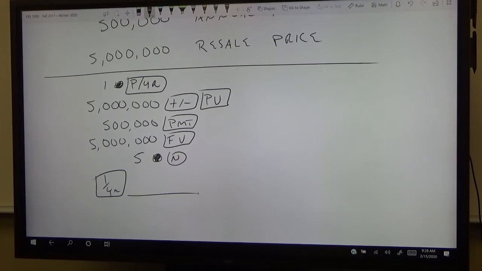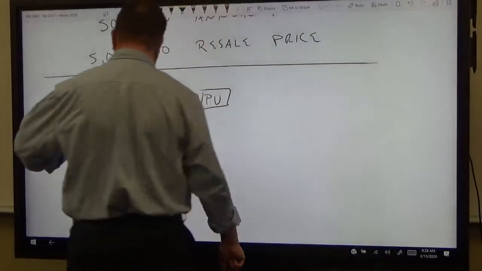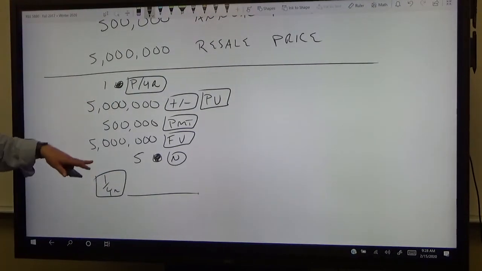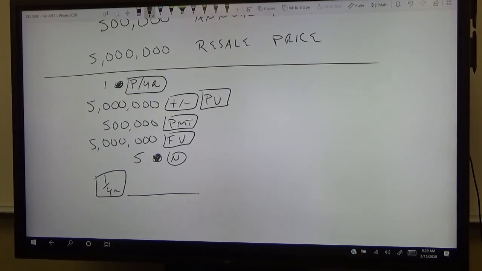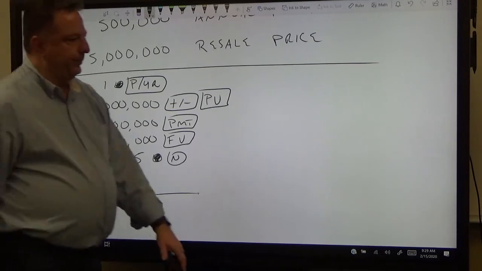Let's just double check. Why did you do that? Shouldn't you do the 5 before the future value? You can do it either way. The order of these 4 variables doesn't matter. You can have any of them in any order. What matters is what you're solving for. It's going to be last. Just to prove the point: 5 million, 500,000, the payment, 5 million, 10%. Does everybody see that?